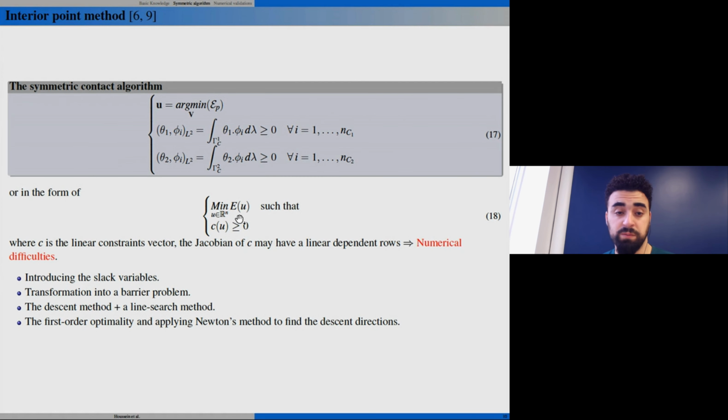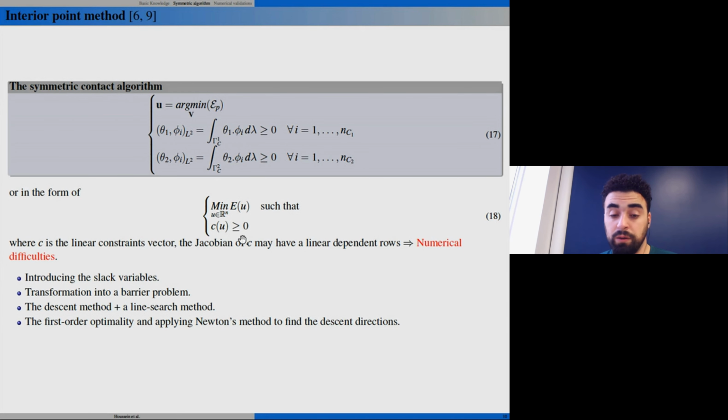In order to avoid this problem, we will use the interior point method. For example, here our problem will be written in this general form. Here we minimize the energy, and U is the degrees of freedom of the displacement field of the two bodies, and here C(u) will represent the non-penetration condition, and C is a vector of NC1 plus NC2 components, and the inequality here, C(u) greater or equal 0, is the inequality between each component of the two vectors.